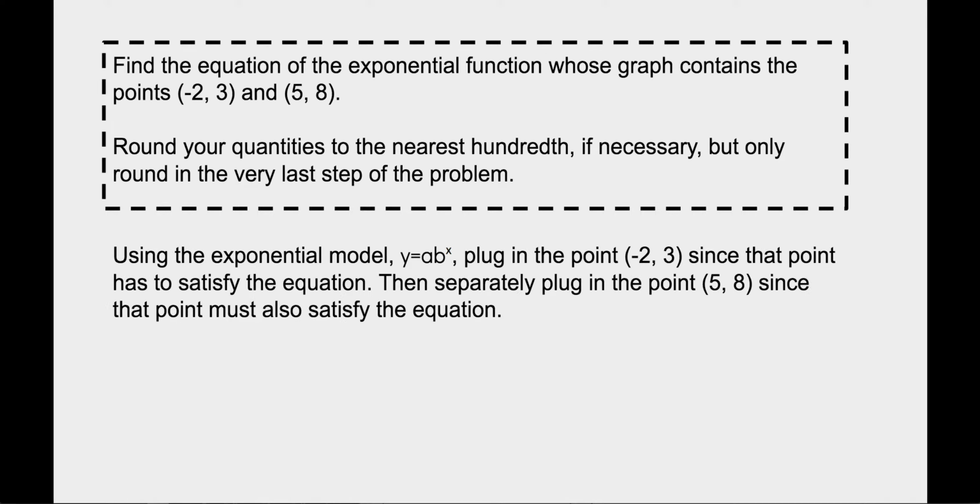Using the exponential model, y equals ab to the x, plug in the point (-2, 3), since that point has to satisfy the equation. Then separately plug in the point (5, 8), since that point must also satisfy the equation. You'll get 3 equals ab to the -2, and 8 equals ab to the 5th.